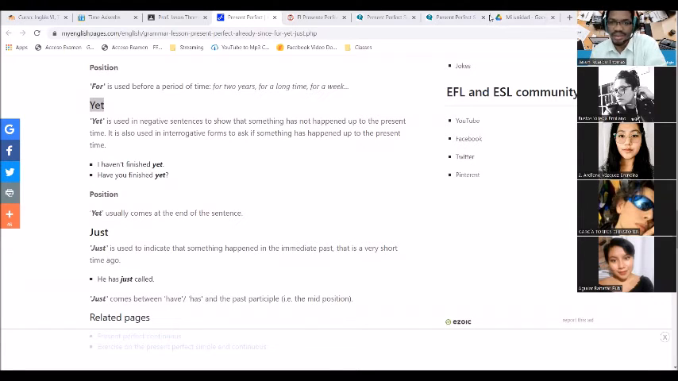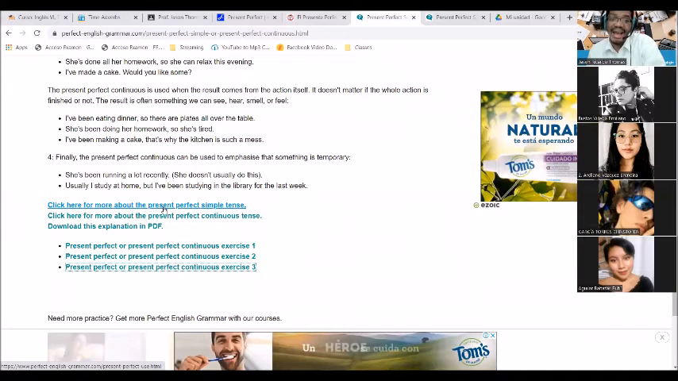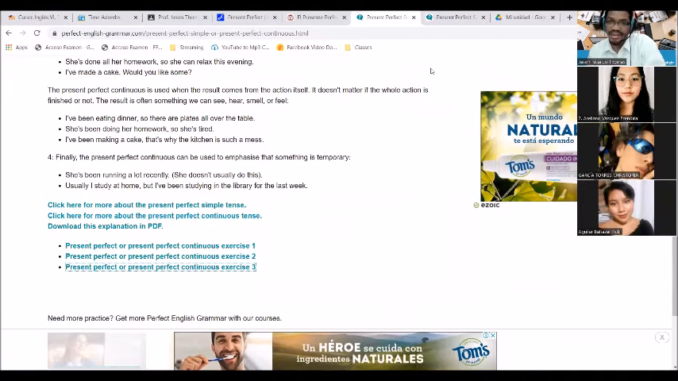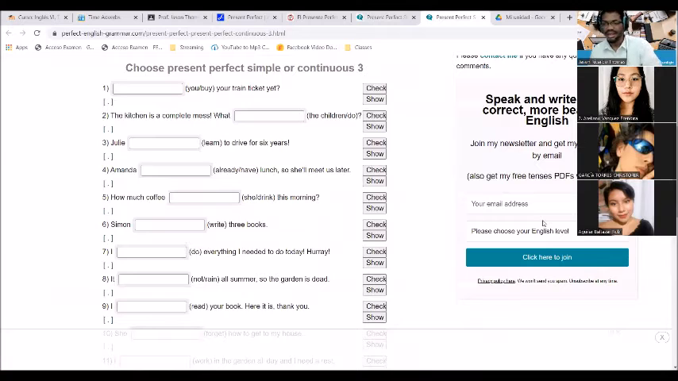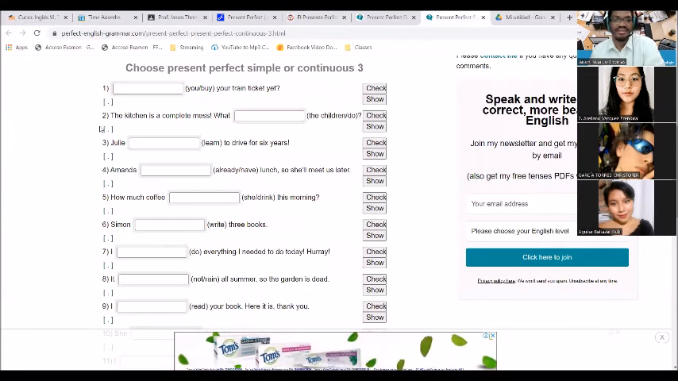So let's do a few examples, a few exercises, and we can end early today. Now remember, you can use it with present perfect simple and present perfect continuous. All right, so let's dive in. Diana, number one. Diana Laura.